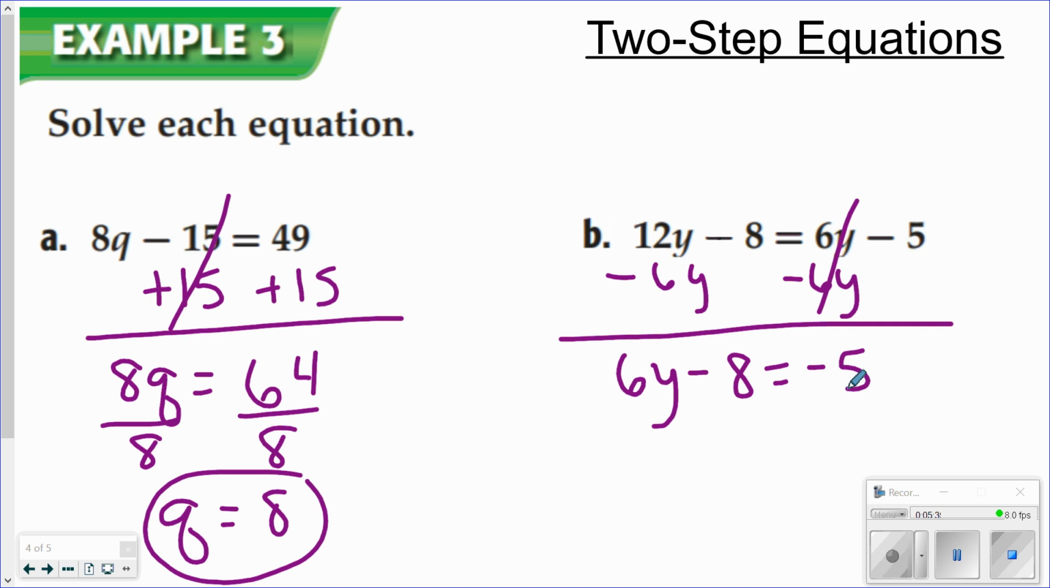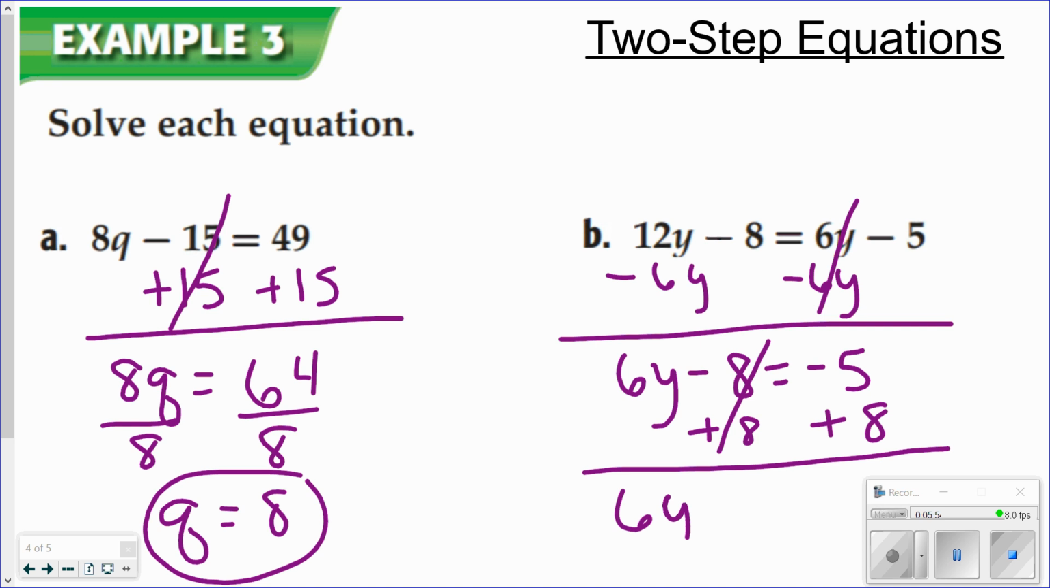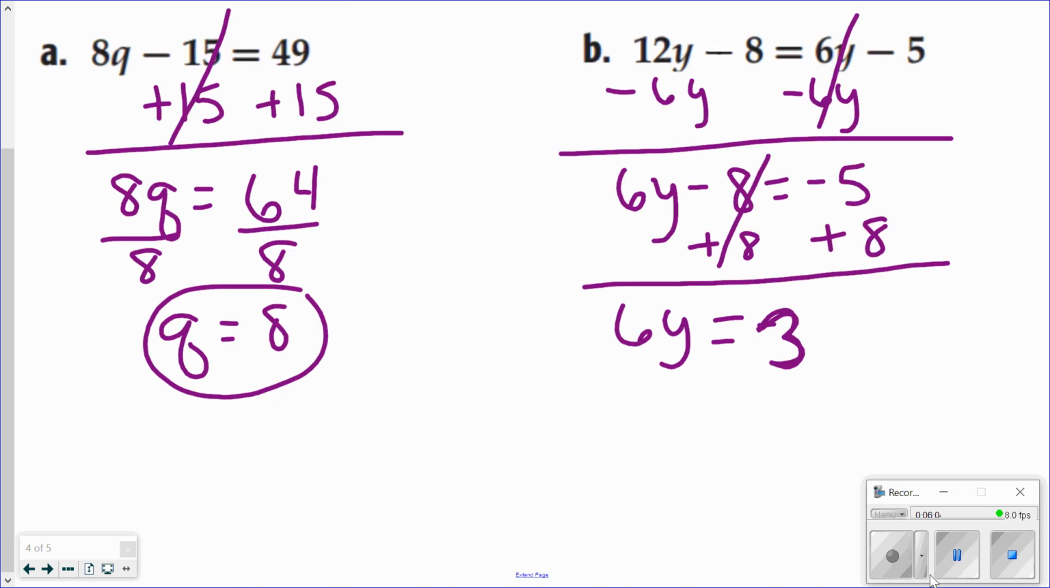So I want to solve for y and get y by itself. So my next step is going to be adding 8 to each side. When I do that, I end up getting 6y is equal to positive 3. I almost put negative 3. And then I'm going to divide by 6. So y is equal to 1/2.